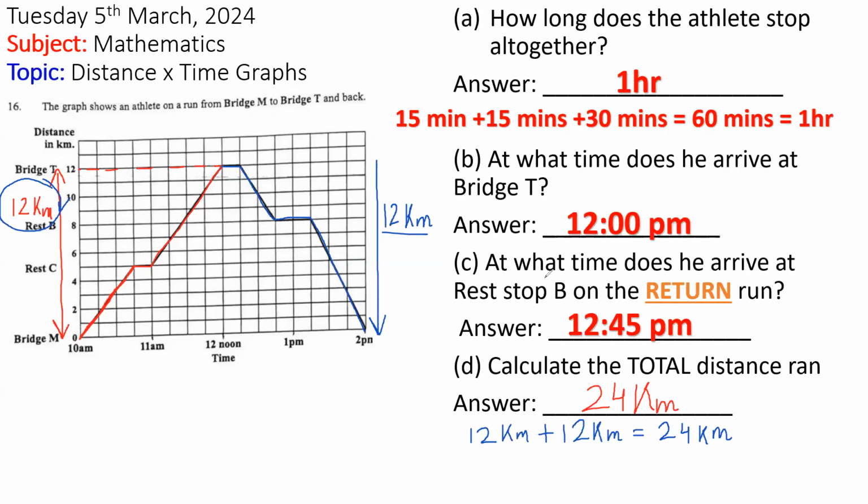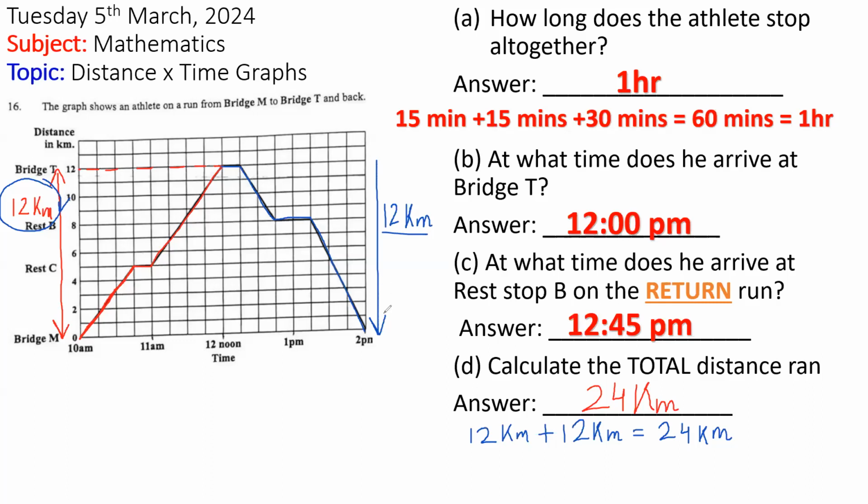Angel, are you there? Do you understand how we got 24? Explain how we got 24, please. We got 24 by adding 12 kilometers and 12 kilometers, and that equals 24. We got 12 kilometers because he ran 12 kilometers up and he ran 12 kilometers down.